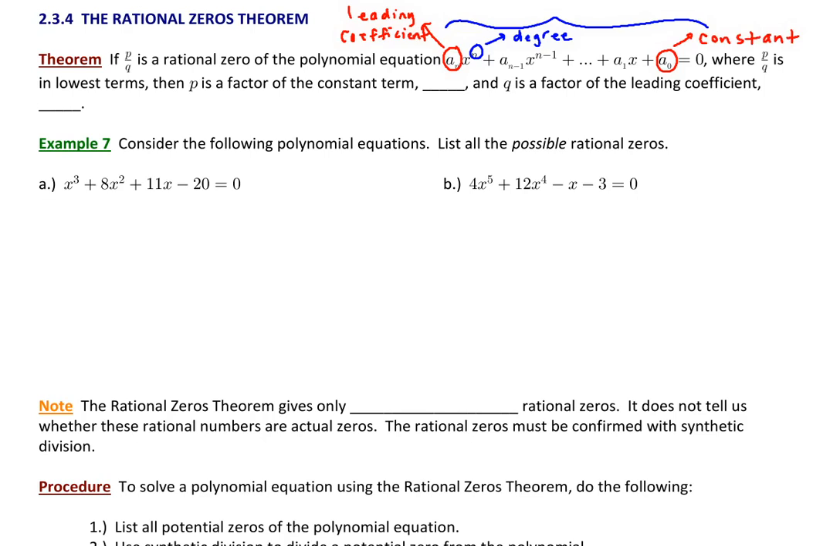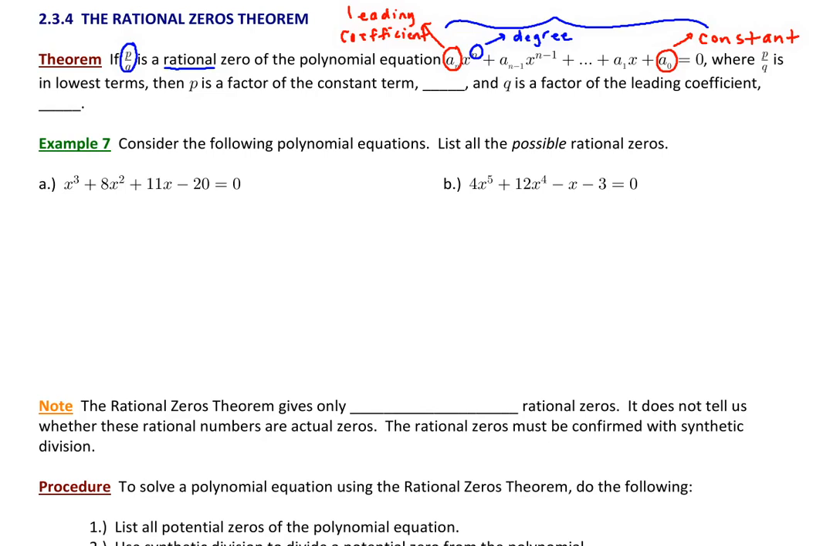So here's how the rational zeros theorem works. If P over Q is a rational zero, pause right there for a minute. Notice our solution is expressed as a fraction. Remember, a rational number is a number that can be written as a fraction. So this theorem is only going to help me find rational zeros, but we have to be aware that irrational zeros or imaginary zeros also might exist. So we're going to find these easy ones first. We're going to narrow in on the rational zeros.